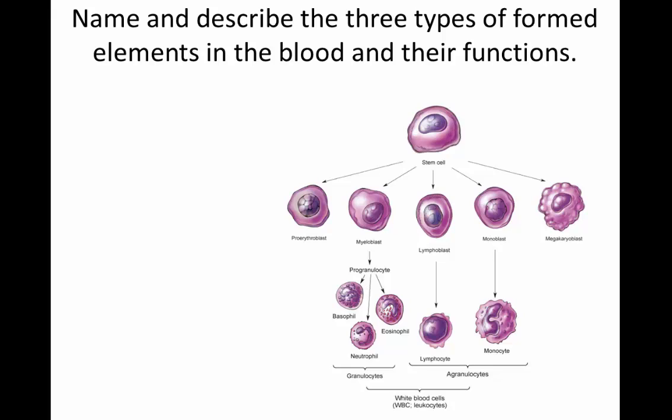The first we'll look at are the neutrophils. The neutrophils are the most common type of granulocyte. Neutrophils get their name because when stained using chemicals in order to better see them under the microscope, they do not stain any particular color, and so they are neutral.